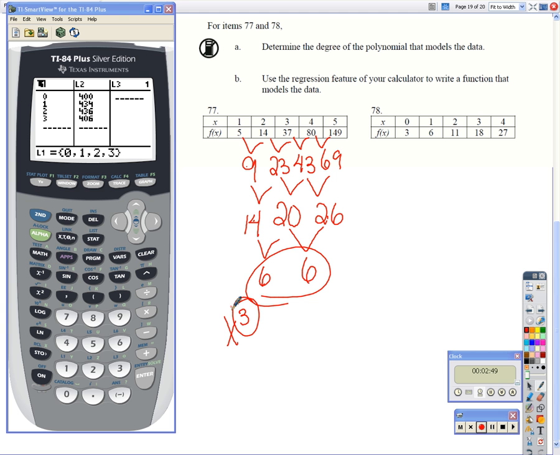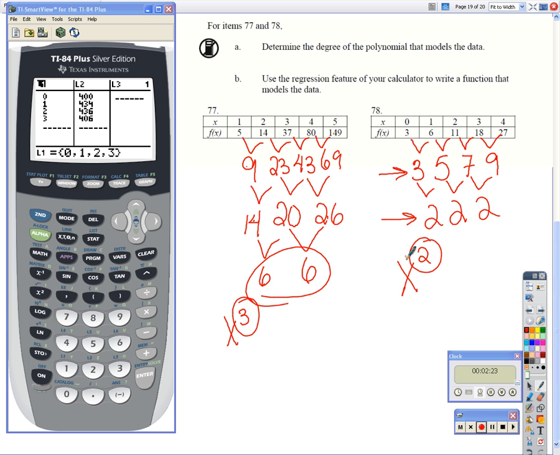So we're going to do the same thing for this one before I use my calculator. 6 minus 3, 11 minus 6, 18 minus 11, 27 minus 18. One more time. We get a constant of 2 when we subtract all those. So this is the first level. We're here at the second, so it would be an x squared, so a second degree.